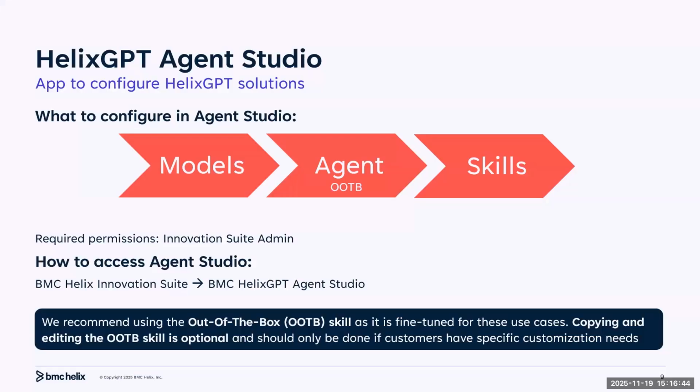For the Service Catalog Curator, we recommend using the out-of-the-box skill available because it is fine-tuned for the use cases that we have discussed in the previous slides. Copying and editing the out-of-the-box skill is optional, where the customer has specific customization needs. But at this moment, we are recommending to use the out-of-the-box skill. Moving to the next slide.